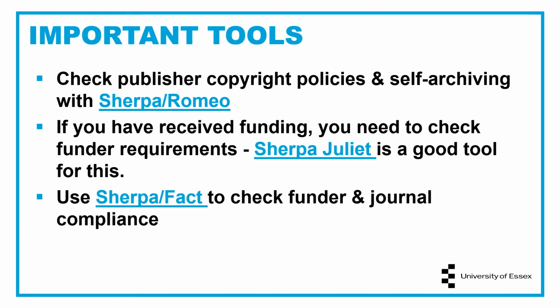Once you have identified a journal to write an article for, there are a few tools that are important to check before submitting. As mentioned earlier, you need to check the publisher's copyright and self-archiving policies. You can do this using Sherpa Romeo. If your research is funded, you need to check your funder requirements. You can use Sherpa Juliet to do this. You can also check funder and journal compliance by using Sherpa Fact.